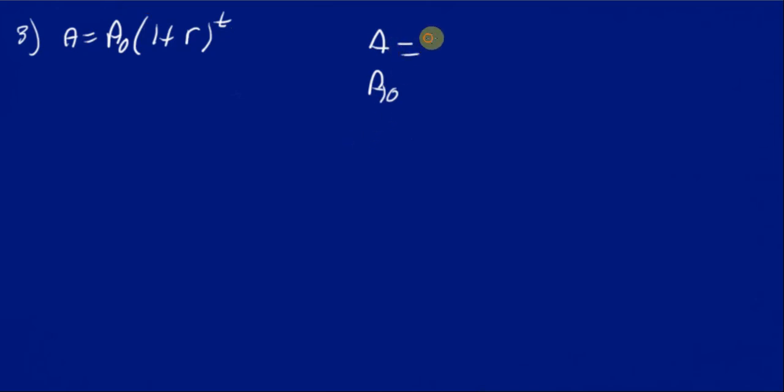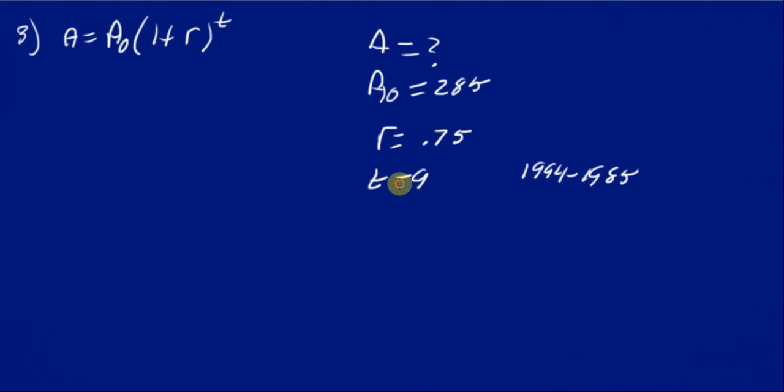So I've got my ending amount, don't know what that is. I got my beginning amount. I believe there were 285 to begin with. And the rate is given to us as 75%. So it increases 75% per year. And we're going from 1985 to 1994. So that's going to be a difference of 9 years. So my time is 9 years.